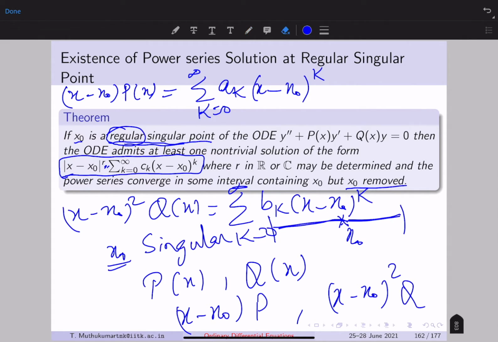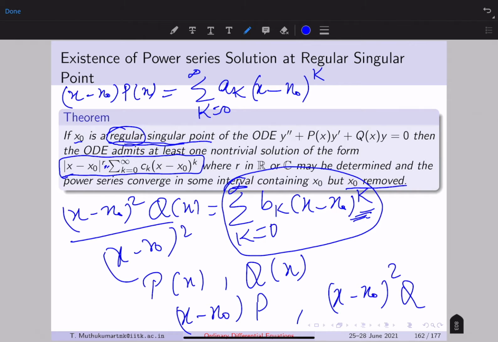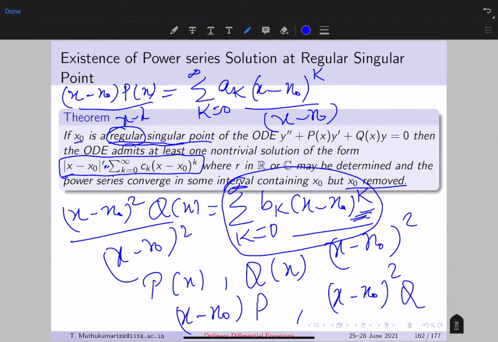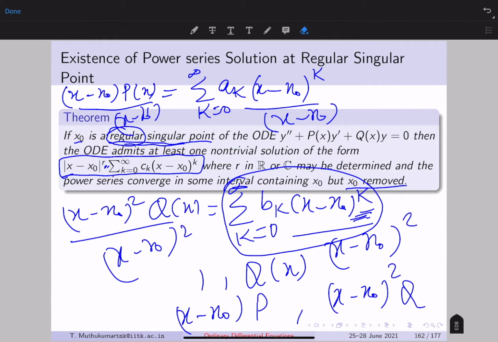So what this means is that Q also has a series form, but it has negative powers of x minus x naught, because I can divide both sides by x minus x naught squared. Same here, I can divide by x minus x naught, which means, okay, let me erase some of this.